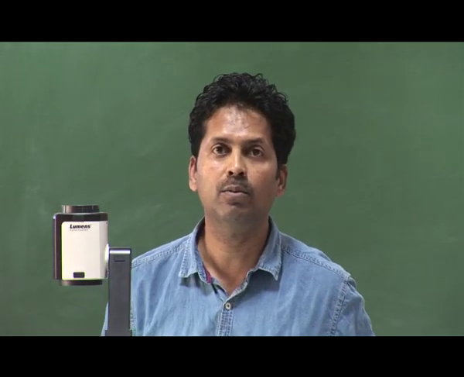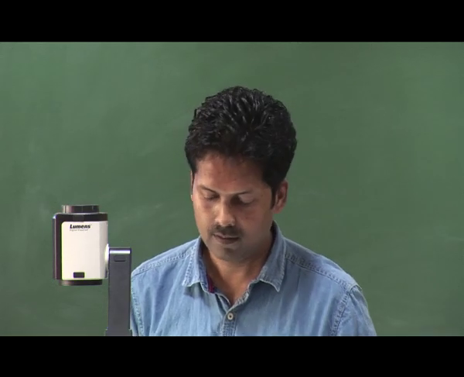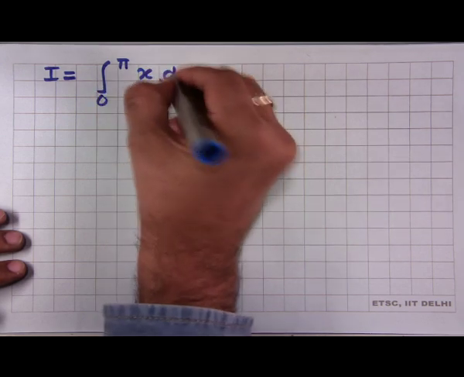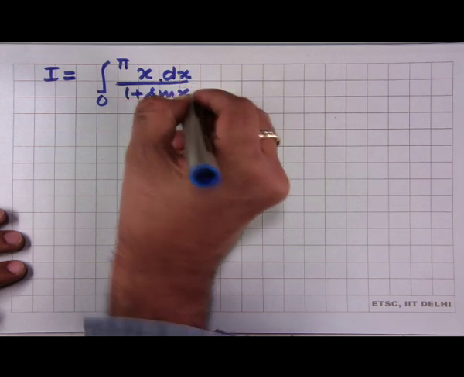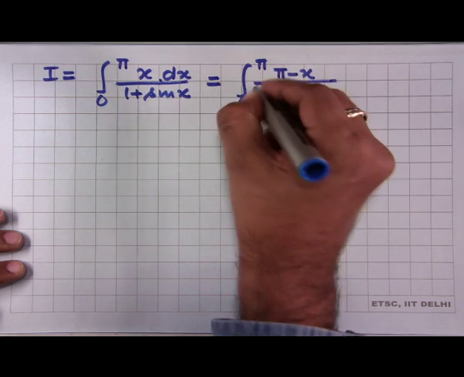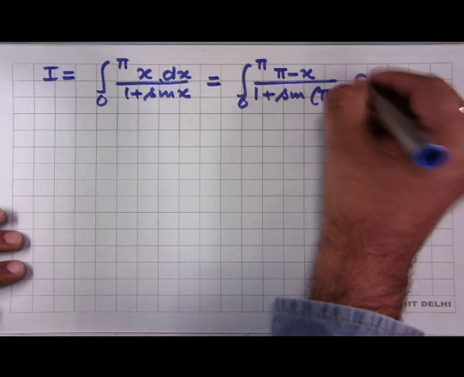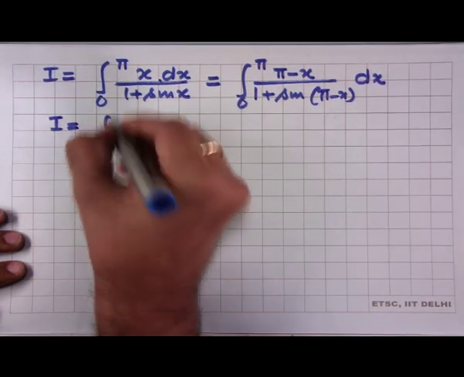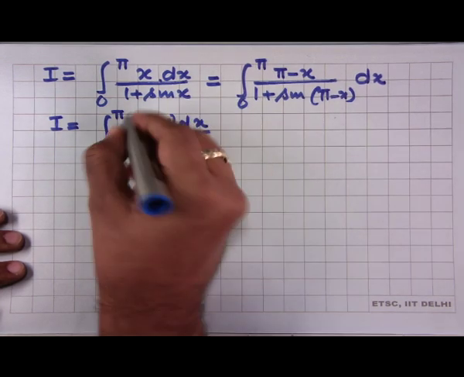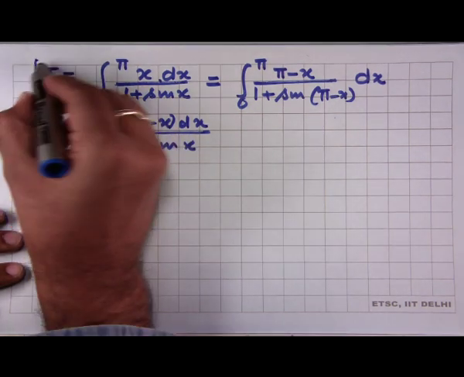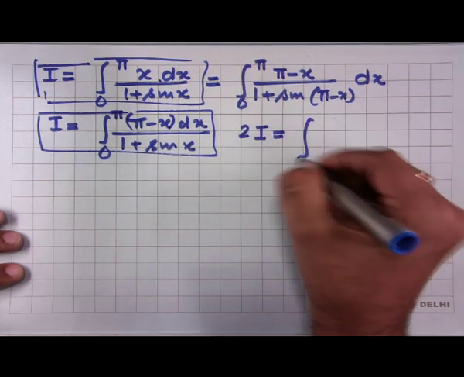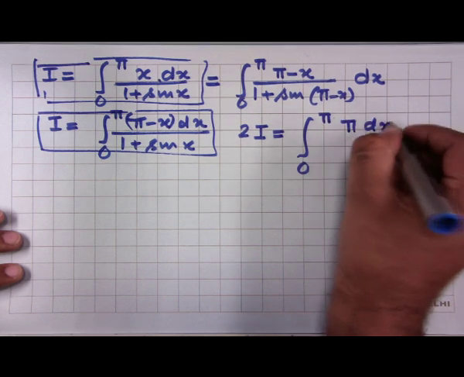Let us take one more problem. I equals to integral 0 to pi x dx upon 1 plus sin x. So, this will be equal to integral 0 to pi (pi minus x) upon 1 plus sin (pi minus x) dx. So, therefore, I is equal to integral 0 to pi (pi minus x) dx by 1 plus sin x. So, if we add this integral with this integral, we get 2I equals to integral 0 to pi pi dx upon 1 plus sin x.